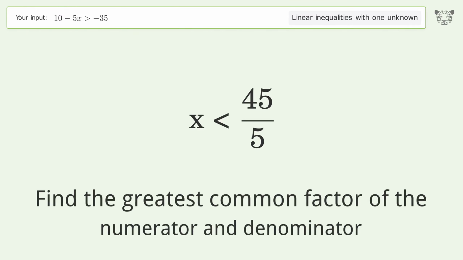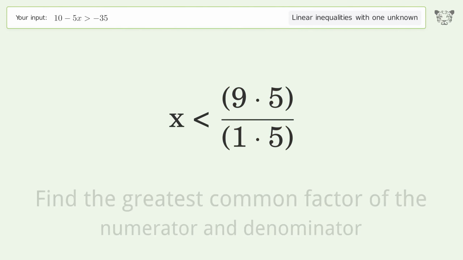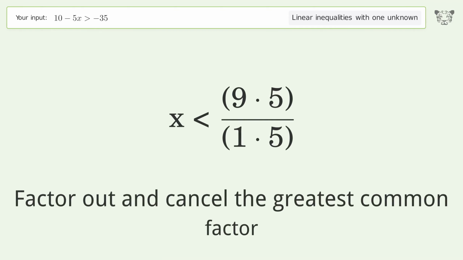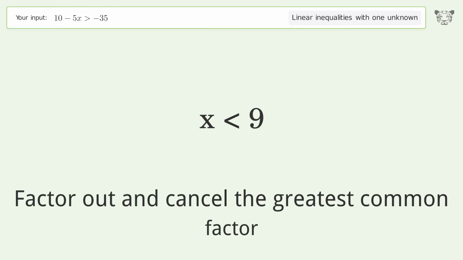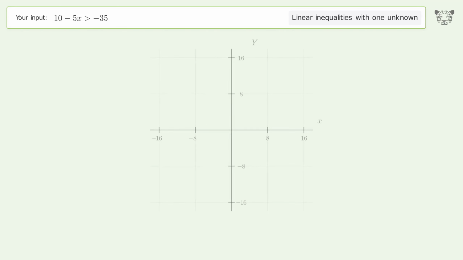Find the greatest common factor of the numerator and denominator. Factor out and cancel the greatest common factor. Plot the solution on a coordinate grid. And so the final result is x smaller than 9.